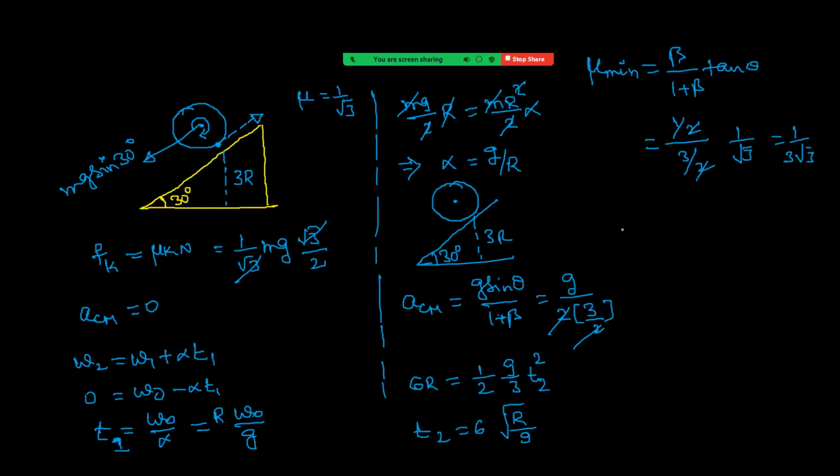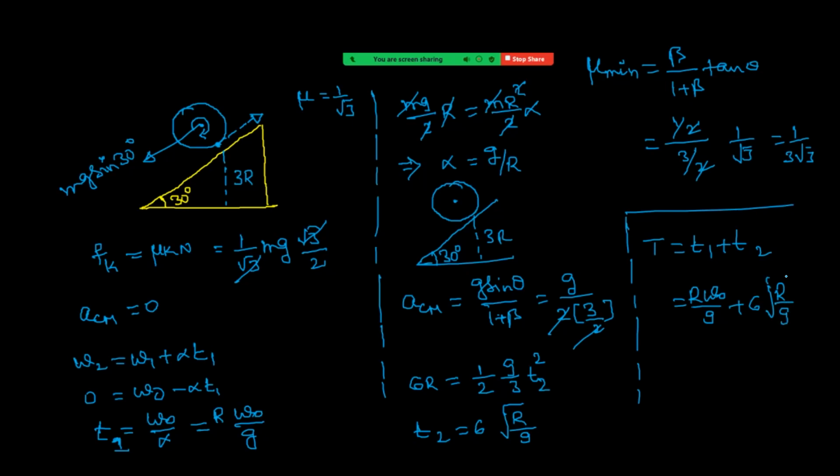That means the time taken for the cylinder to reach the ground is equal to t1 plus t2. t1 is omega naught by g by r, t2 is 6 root 6 into root of r by g, right? So that is our final answer. I hope you got clarity. First thing, we focused on what the motion is. So we got clarity that the center of mass has no acceleration, only rotation. Okay.